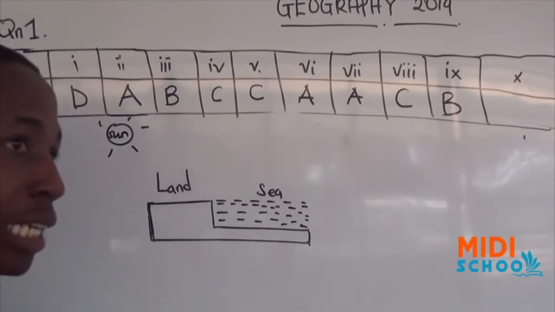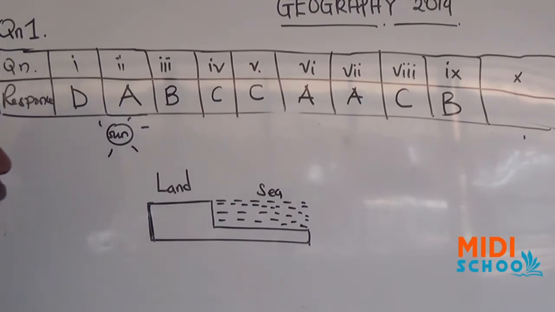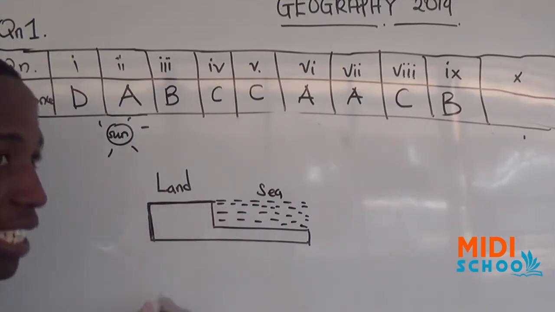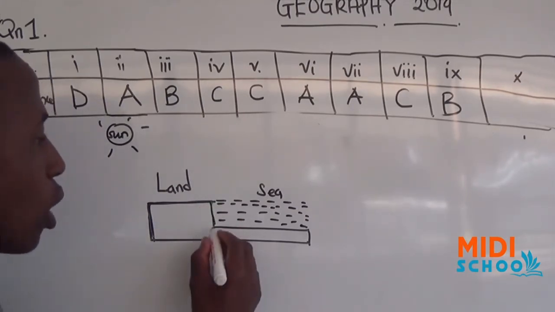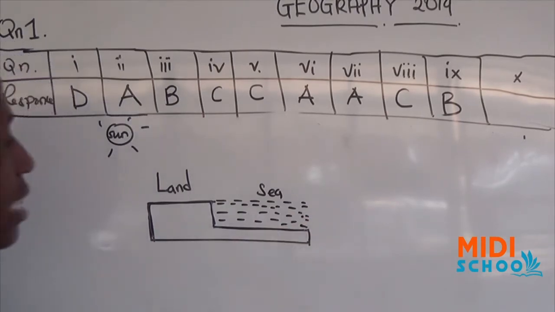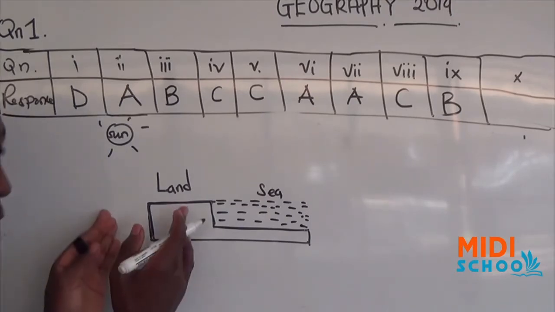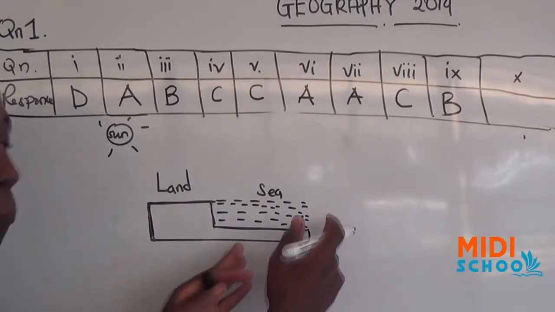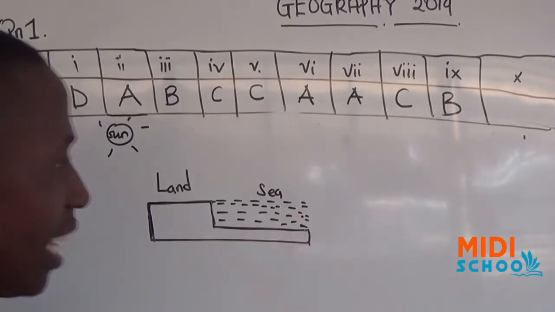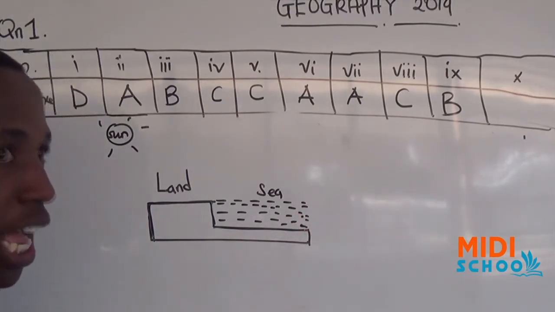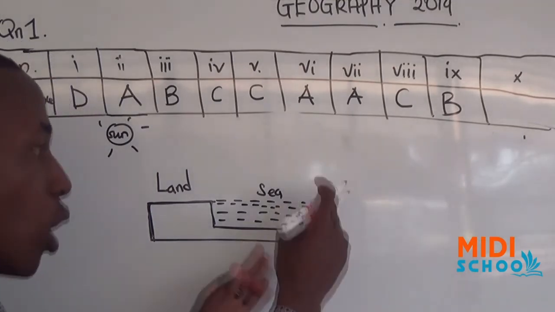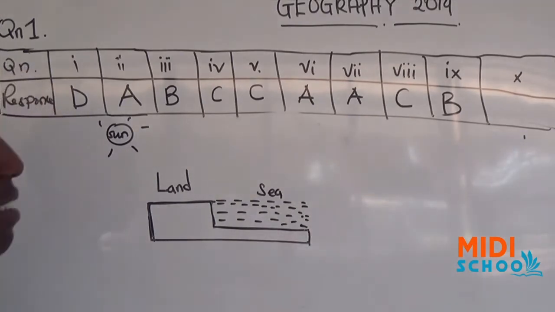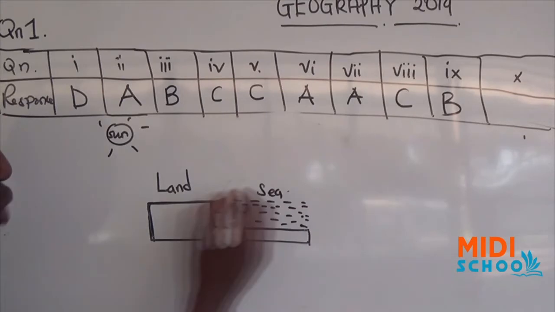Meaning that on land the soil heats faster compared to water in the sea, creating a condition whereby on the land there will be high temperature compared to the sea. And remember, in the area where there is high temperature, automatically there will be low pressure. And in areas where there is low temperature, there will be high pressure. Hence, wind will blow from the sea to the land.